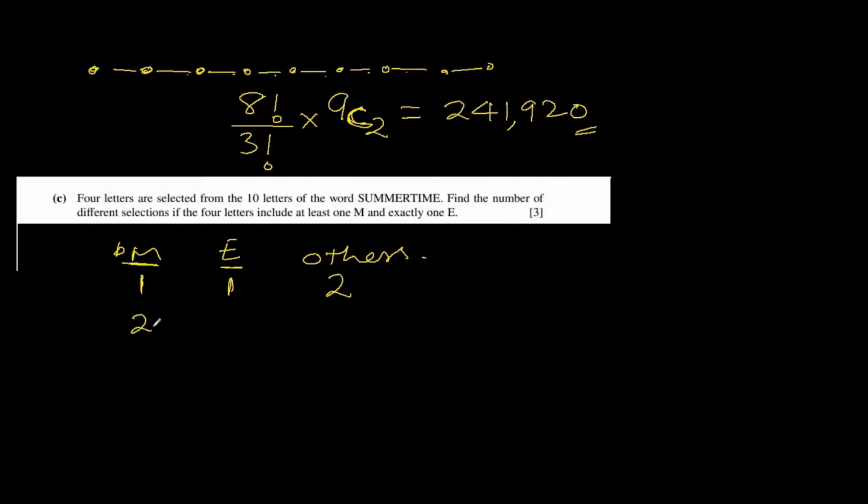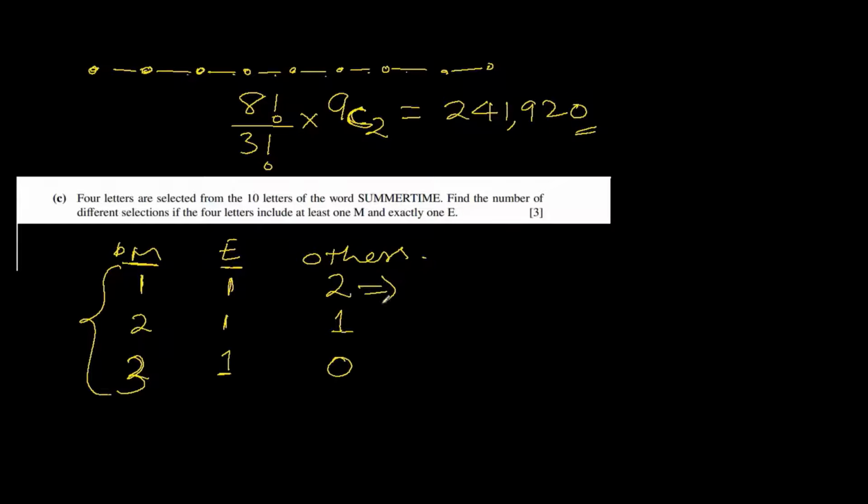Next, at least M also includes 2 M's. So 2 M's, one E, and remaining is this, 1. This will be 3 now. Do we have 3 M's? Yes, we have 3 M's. 3 M's and 1 E and none of others. And there is no other possibility. These are the only 3 possibilities.